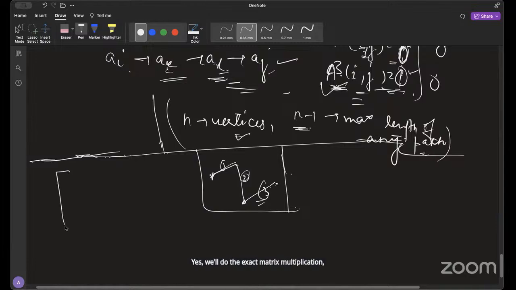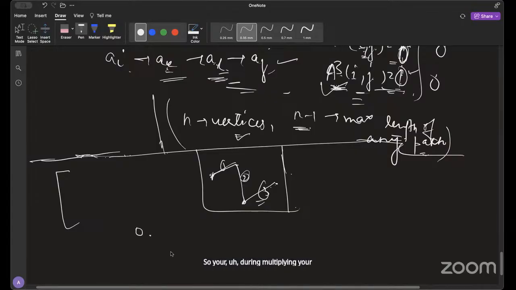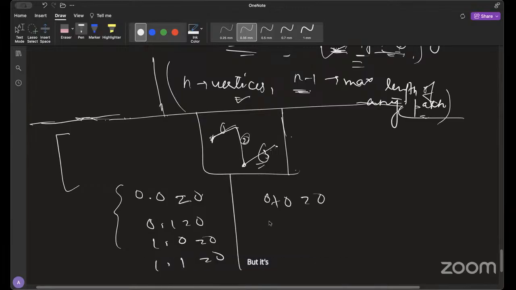But one thing you keep in mind is how you multiply these things. 0 into 0 is considered 0. I'm telling you how you should multiply it. 0 into 1 is considered 0. The multiplication is as usual, because you need to multiply things and add things during matrix multiplication. But your 0 plus 0 is going to be 0. 0 plus 1 is going to be 1. 1 plus 0 is also 1. Your 1 plus 1 will be considered 1 only.